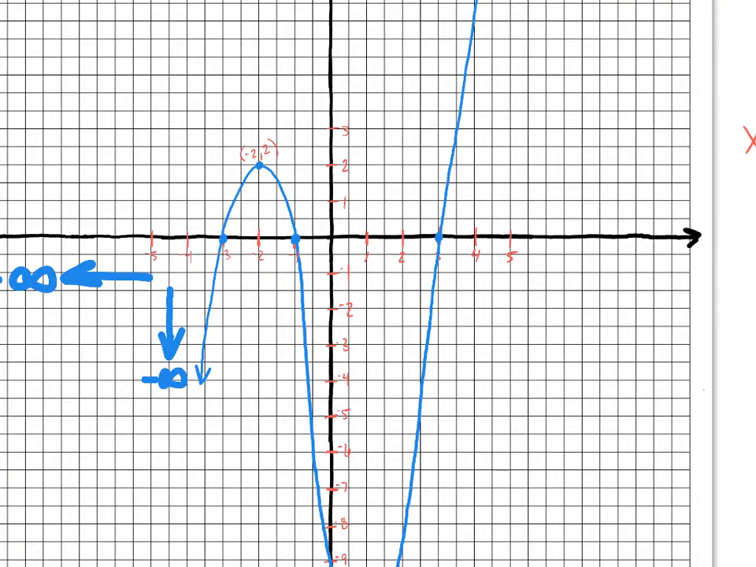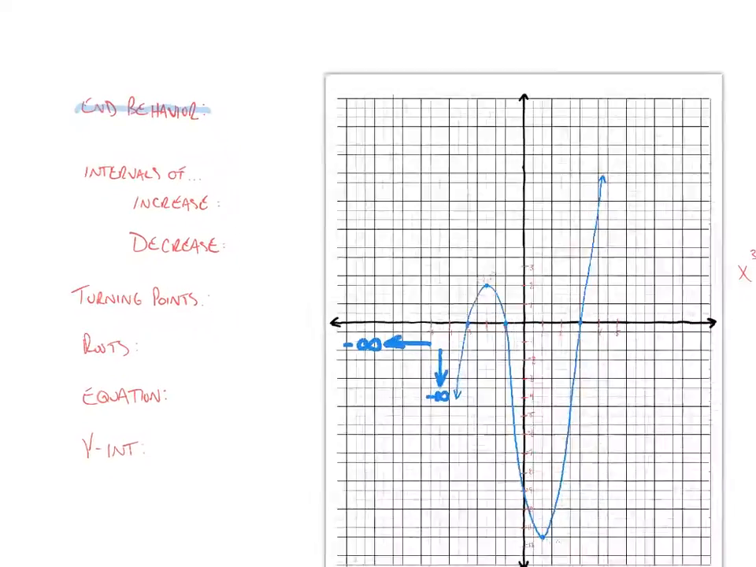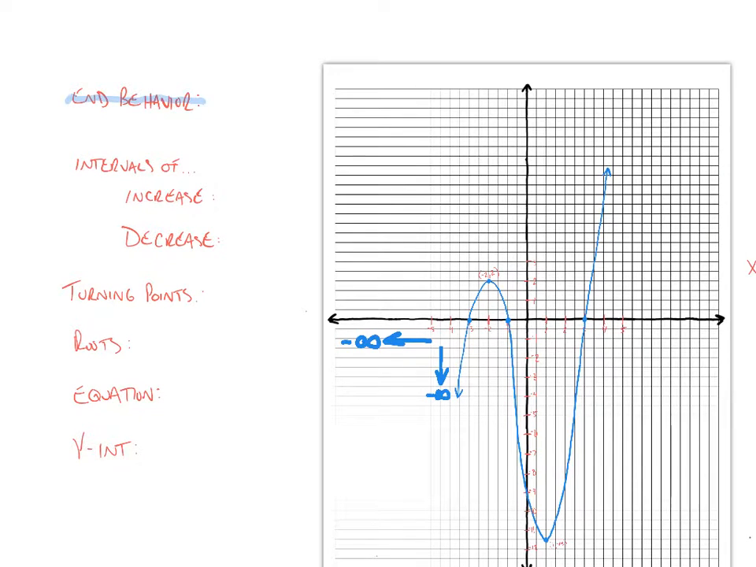So we would say, in this case, that y approaches, and we use this arrow, -infinity as x approaches -infinity. Y approaches -infinity as x approaches -infinity.